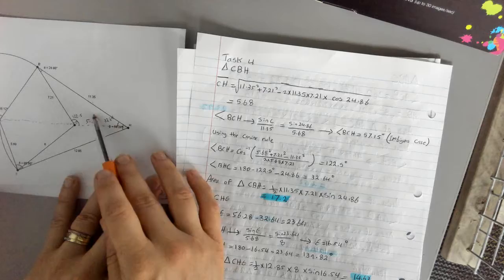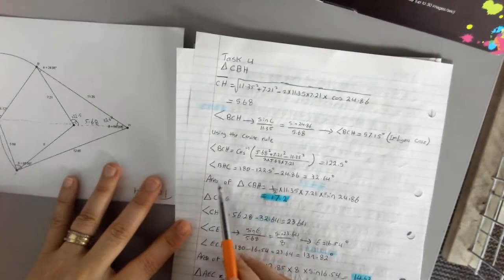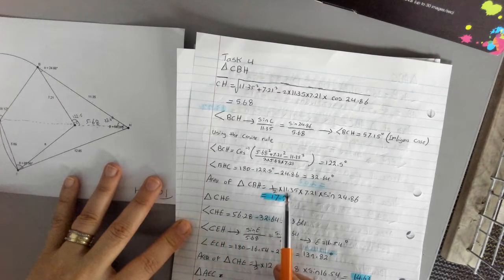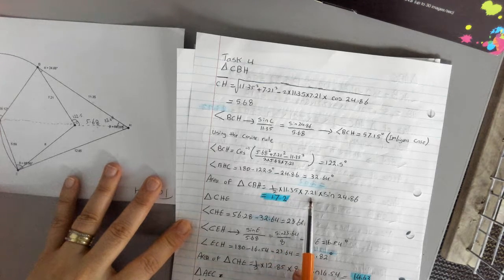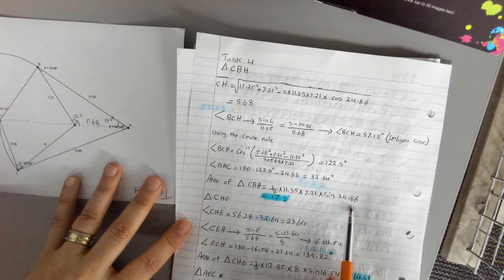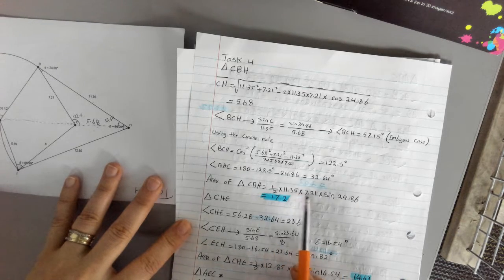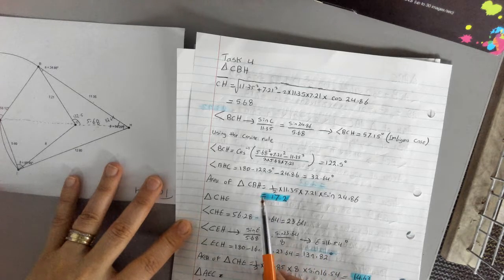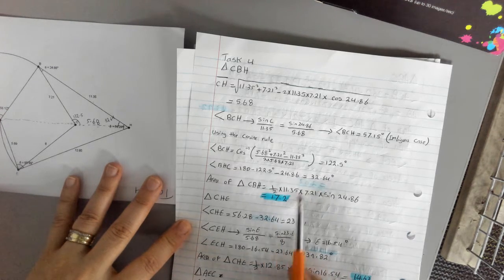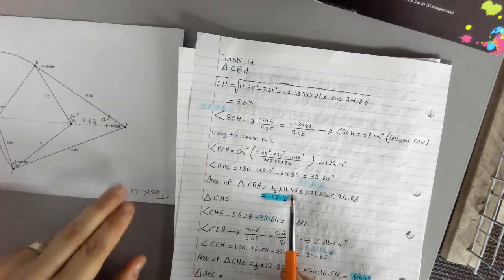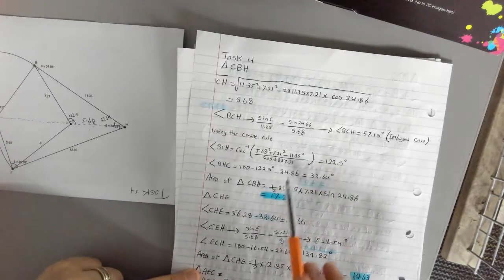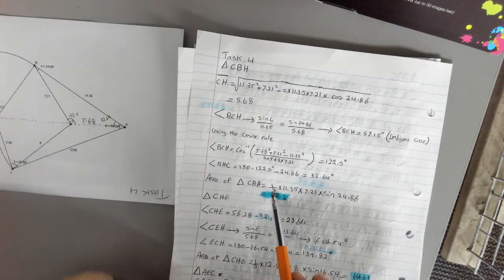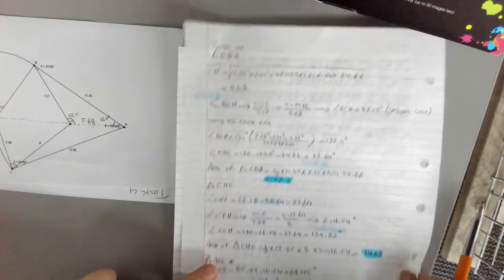Now I've got everything in this triangle, so I can calculate the area. The area of this triangle is half times 11.35 times 7.21 times sine 24.86. You've noticed that I've used the measurements that have already been given in the question to calculate the area. So the answer is 17.2. This method is just to help if you made any mistakes earlier, as that doesn't affect the area of that triangle. Now we're going to move on to the next triangle.